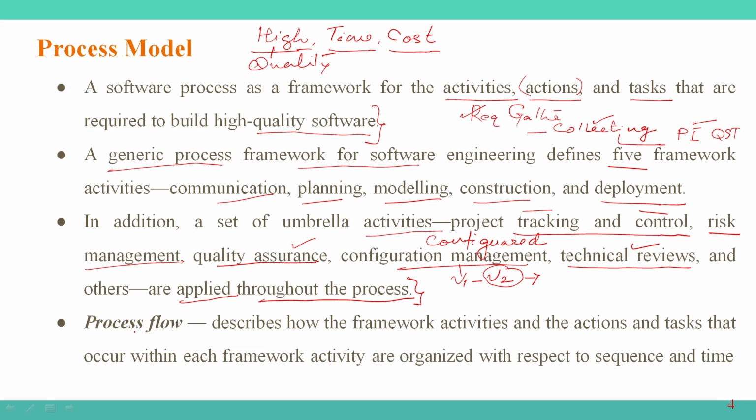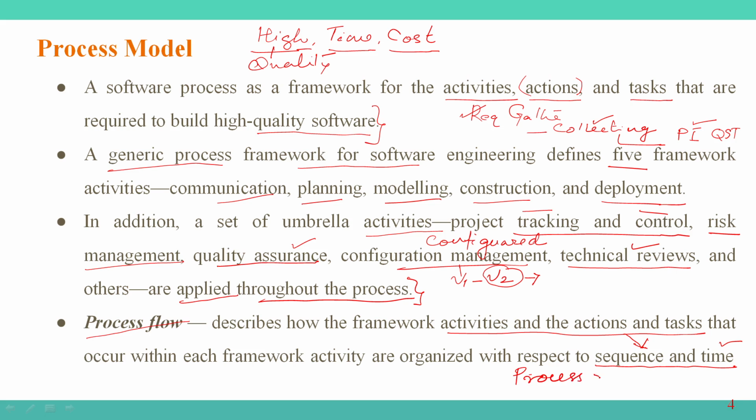Then whenever you are talking about a process, we should require a process flow. So what does this process flow define? It describes how the framework activities and the actions and tasks that occur within each framework activity are organized with respect to sequence of time. So this is the major part, sequence of time. How the activities, actions and tasks are sequenced with time, in which sequence it has to happen and in what time it has to happen. Normally we will call this the process flow.